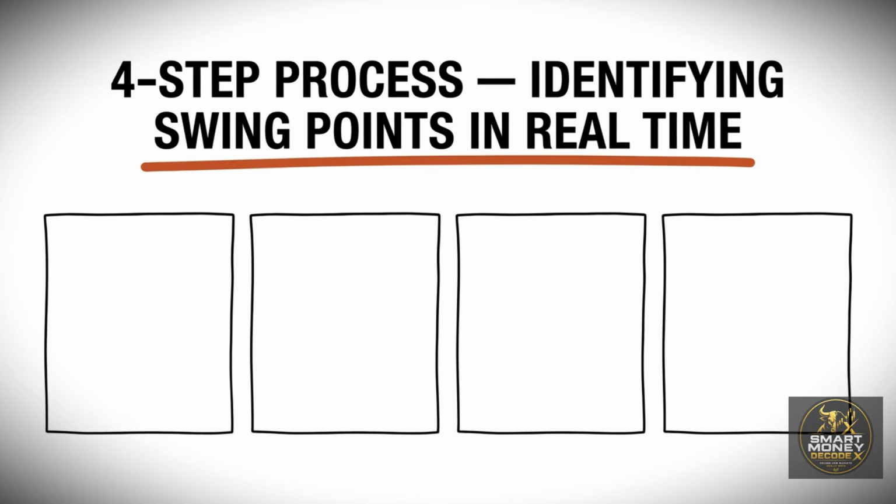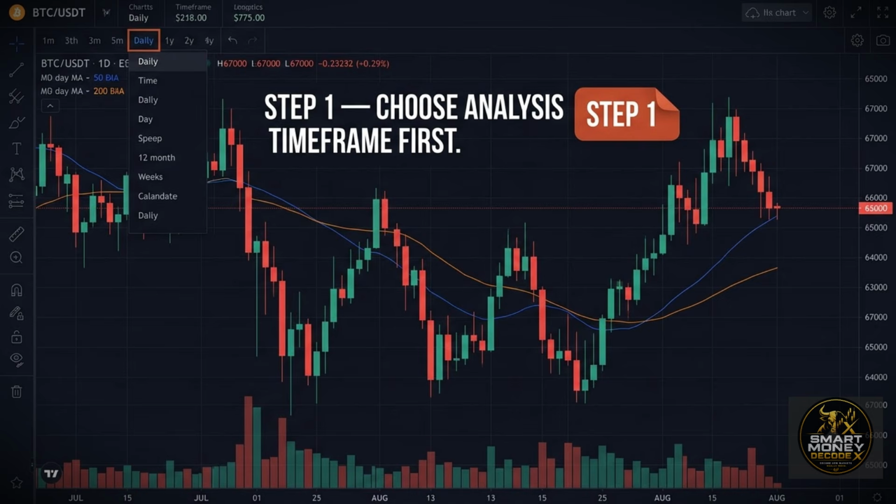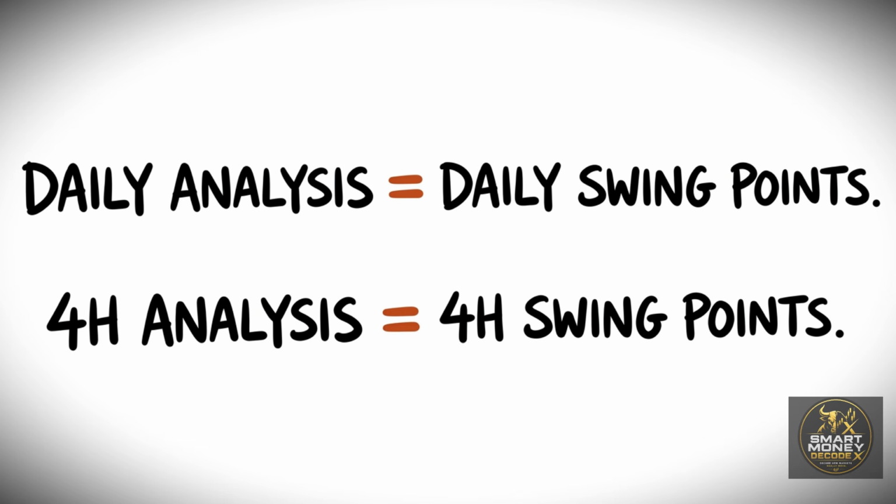Here is the practical process for identifying swing highs and swing lows correctly in real time. Step 1 is to choose your analysis time frame. If you are doing daily analysis, you need daily swing points. If you are looking at the 4-hour chart for setups, you need 4-hour swing points. The time frame determines which level of swing significance you are looking for.